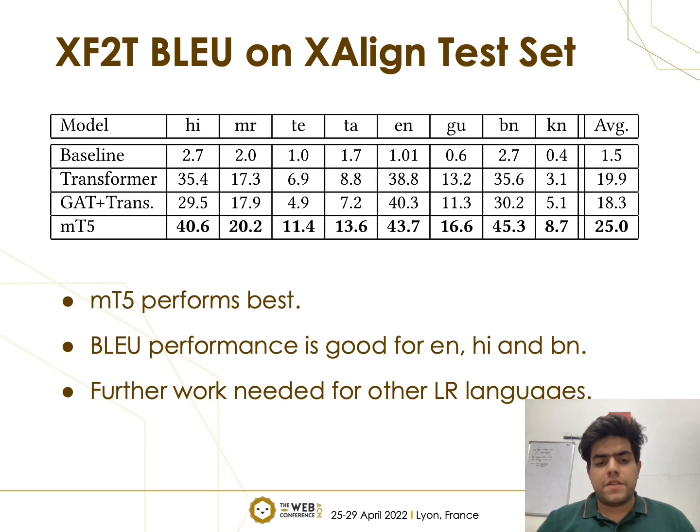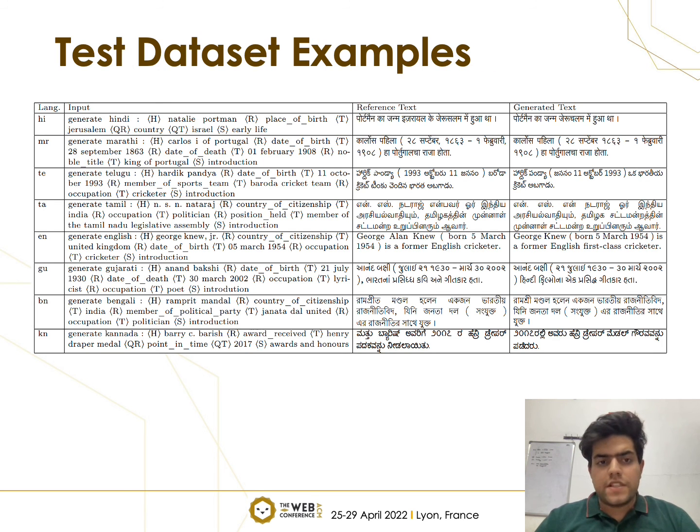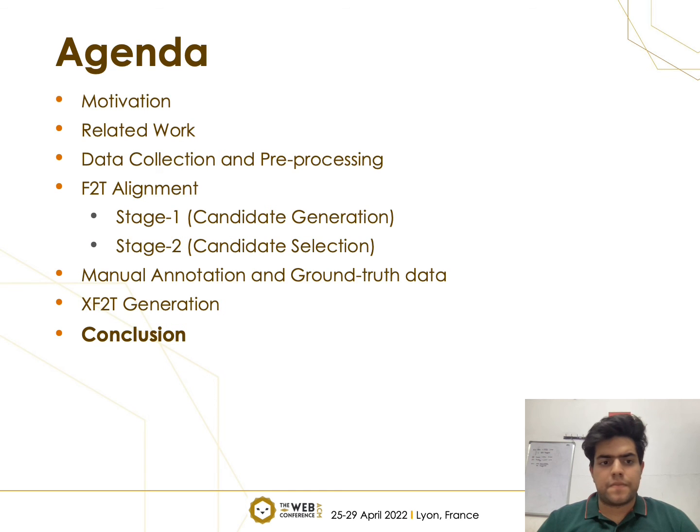BLEU performance, as can be seen, is good for languages like English, Hindi and Bengali, whereas for other languages further work is needed. This table shows examples from the test dataset. The left column shows the input, which was basically English facts given to the MT5 model fine-tuned on our XAlign dataset. The middle column contains the reference text, which is the ground truth, and the rightmost column contains the text generated by the fine-tuned MT5 model. As you can see, the generated text is pretty similar to the actual ground truth reference text, and the model can actually be used for generating Wikipedia-level sentences.